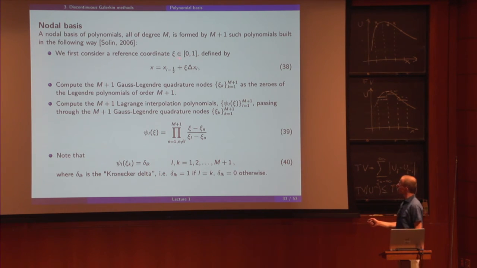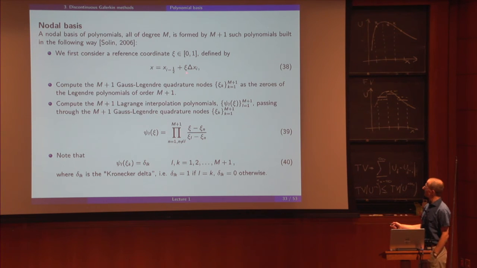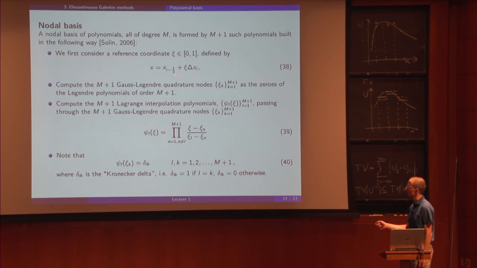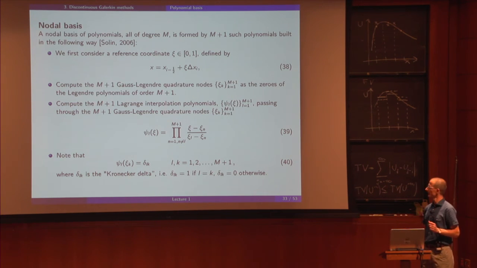We consider our reference coordinate c from 0 to 1, which is a mapping from the reference space to the physical space. So here in Cartesian coordinates, which is very simple, it says that the physical x is given by the left-hand side coordinate of the cell plus c delta x, right? Now you can compute the so-called nodal coordinates. They are m plus 1 points from 0 to 1, which are the zeros of the Legendre polynomials of order m plus 1, right? There are Fortran routines for this that just give you the zeros of such polynomials. Now you can perform a Lagrange interpolation through such points.